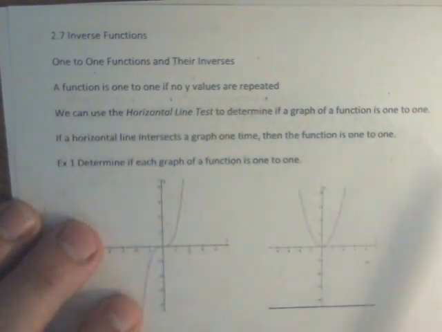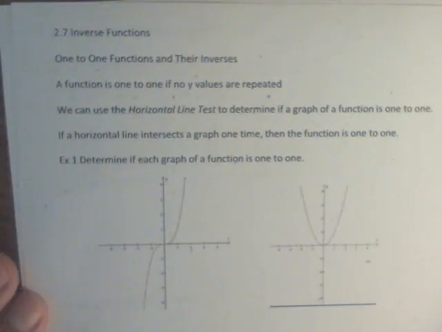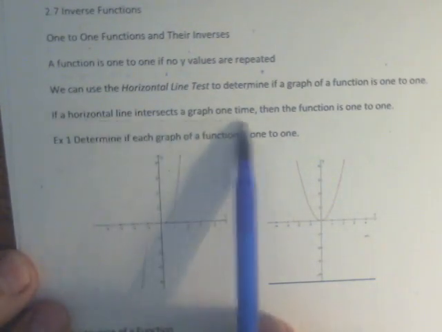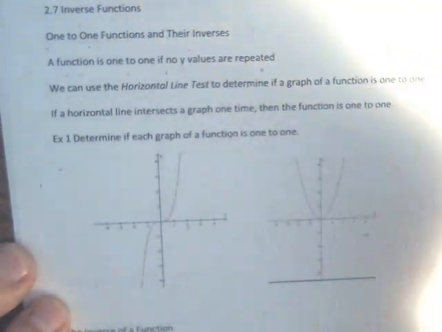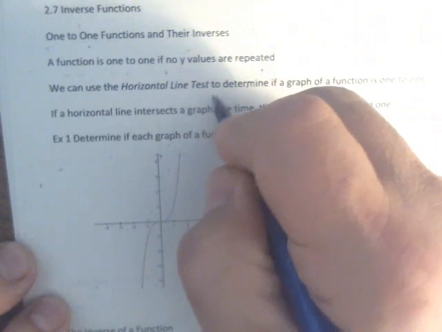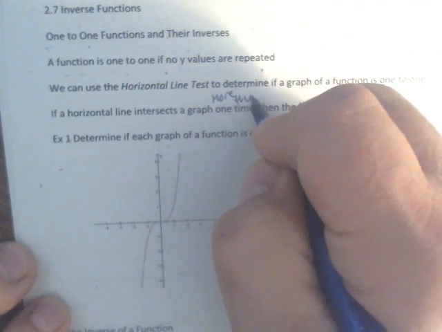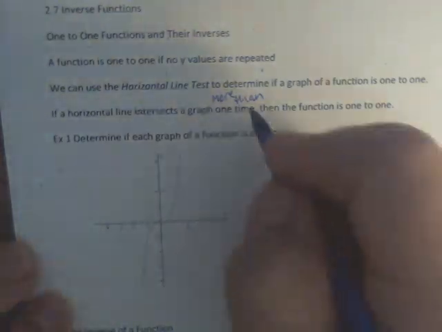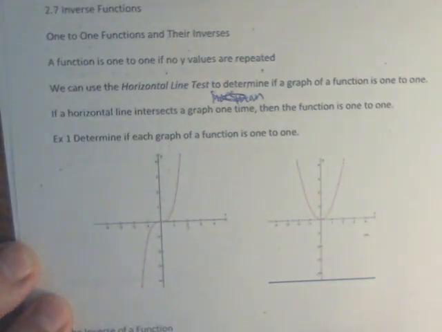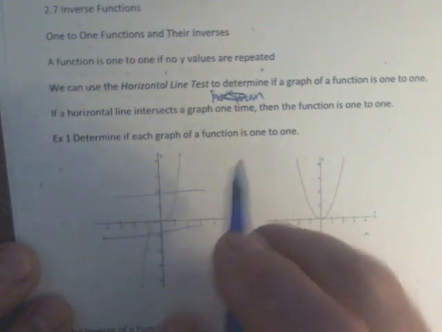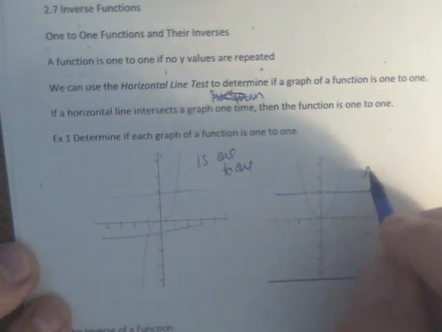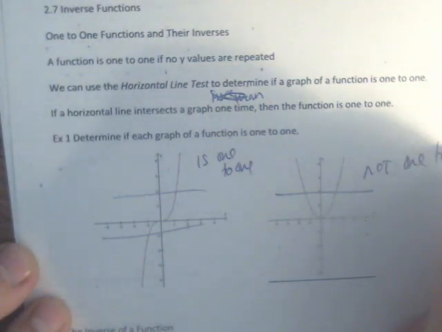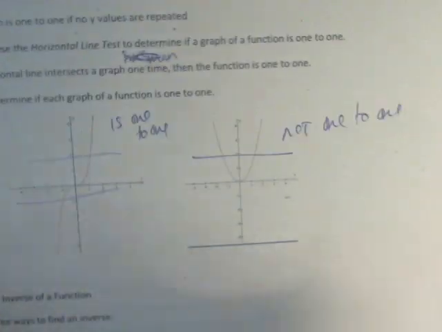We can determine if a function is one-to-one by using the horizontal line test. If a horizontal line intersects a graph more than one time, that should be more. I don't know how that went away. Then the function is not one-to-one. So if it intersects it more than once, it's not one-to-one. This one here is one-to-one. This one here is not, because the horizontal line intersects it twice. Okay, so that one is one-to-one. The other one is not.